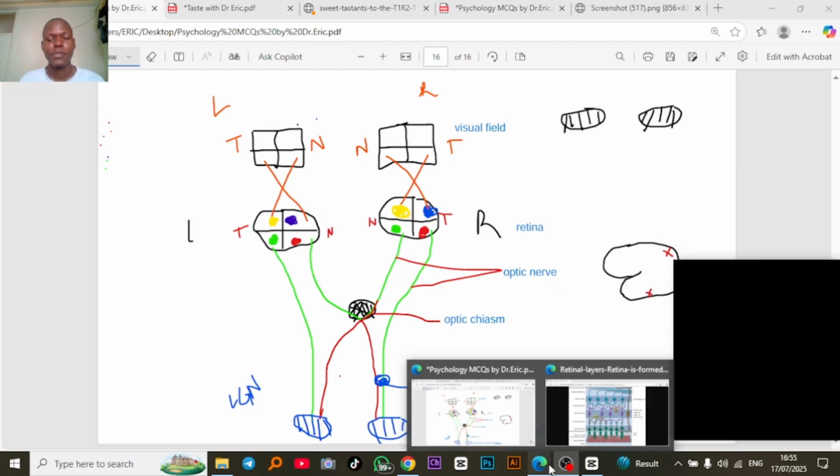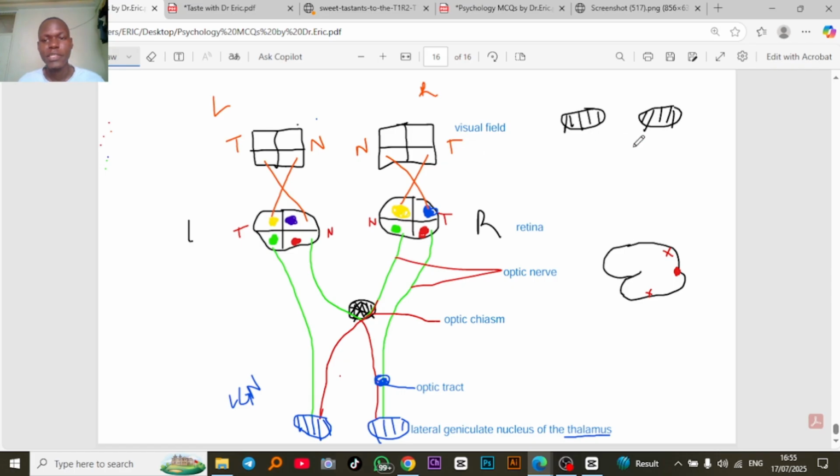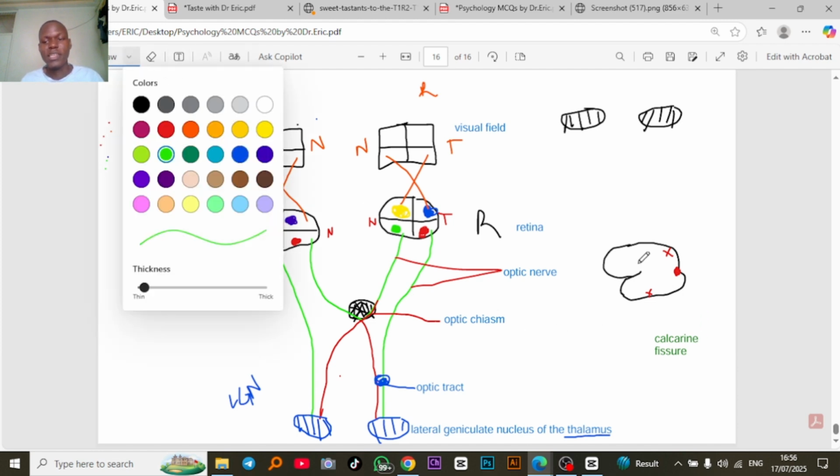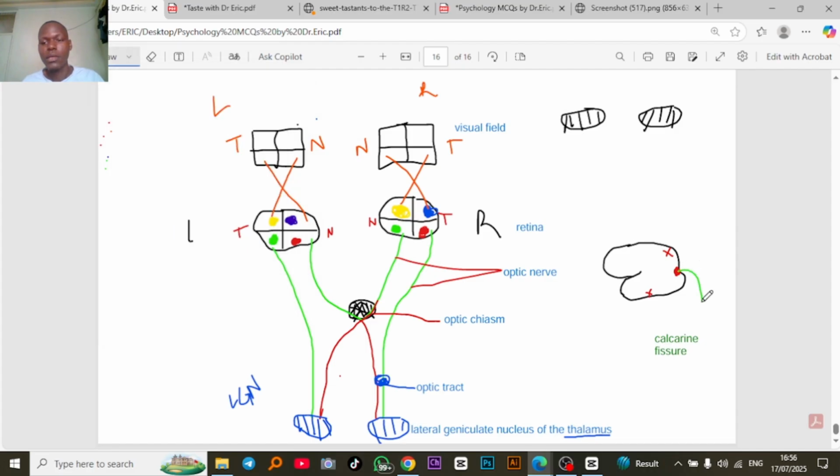So proceeding from the lateral geniculate body, or the lateral geniculate nucleus, we shall have what we call optic radiations. These are the ones that will transfer our visual signals now to the primary visual cortex. And where do we have the primary visual cortex? It's found around and within a structure which we call the calcarine fissure. That's where we have our primary visual cortex. You can see this location here. You can see that it's at the back, and that's where we have our occipital lobe.